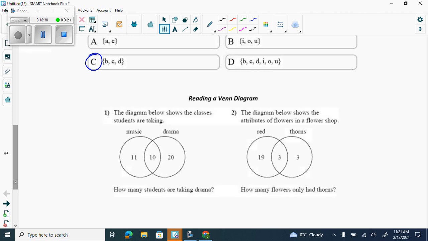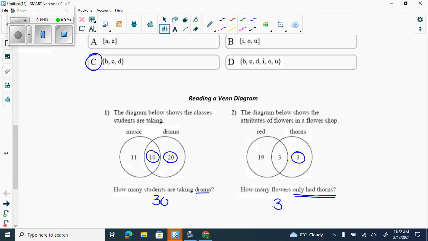Okay, how many students are taking drama? Does it say drama only or drama? Drama. So these people are taking drama. Cool. What about these 10? They're also taking drama. They have to be taking music, but we don't care. So if it says how many are taking drama, these 10 are also taking drama, which is 30. This says how many flowers only have thorns. Only had thorns.